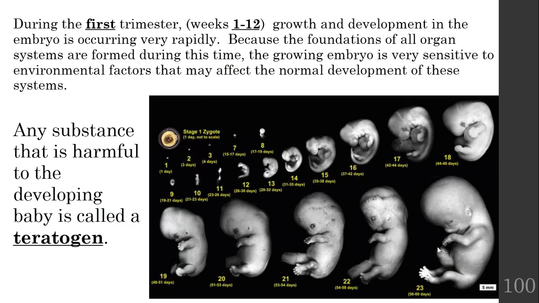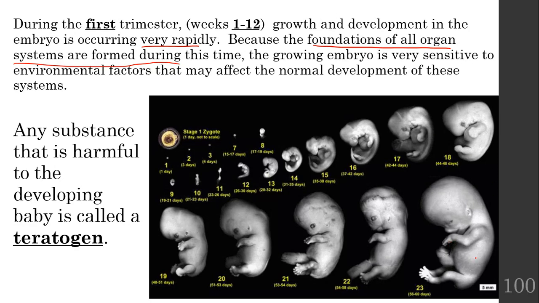fetal period of development. So during the first trimester, growth and development of the embryo is occurring very rapidly. The foundations of all organ systems are formed during this time. All right, so if we look at a little embryo at the end of week 8, we can see all the limbs are there, the fingers, the toes, the eyes, the beginnings of a nose and ears. There's a brain, there's a spinal cord, there's a beating heart. Everything is there. It's just very immature, and it needs a lot of time for these structures to become functional.